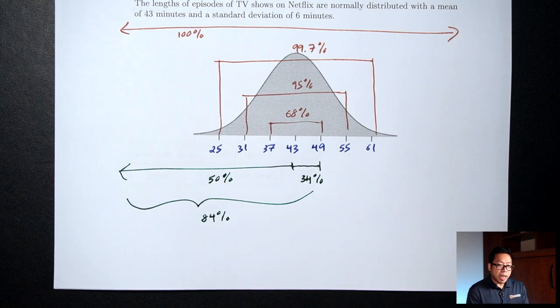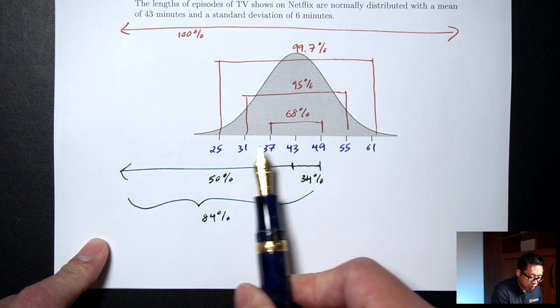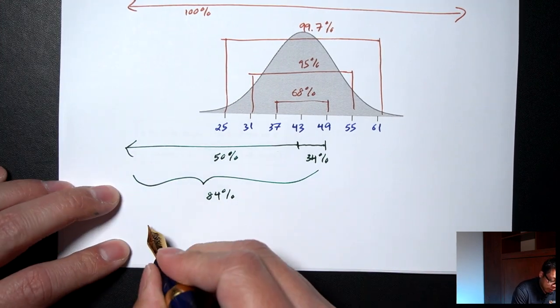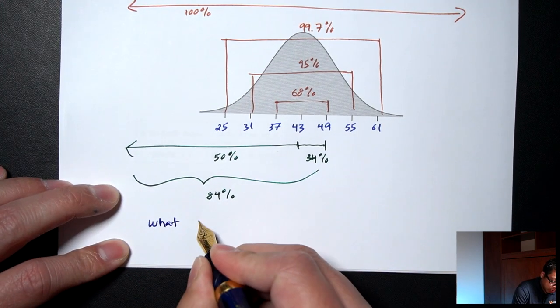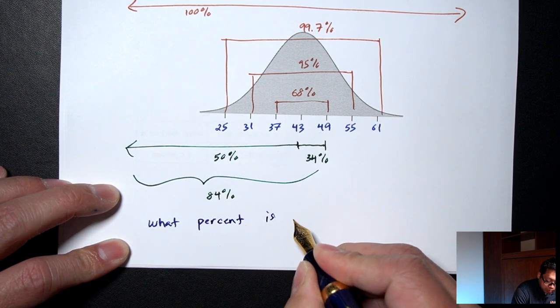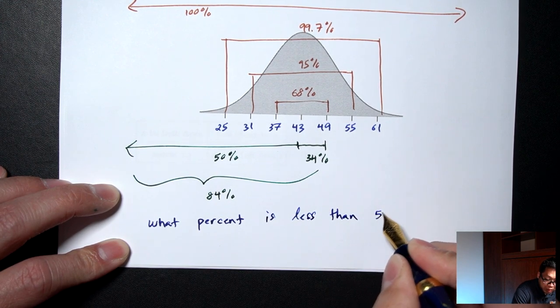Now, the limitation of the empirical rule is we can only answer questions for minutes that are exactly on one of these steps. What if I asked, what percent is less than 52 minutes?